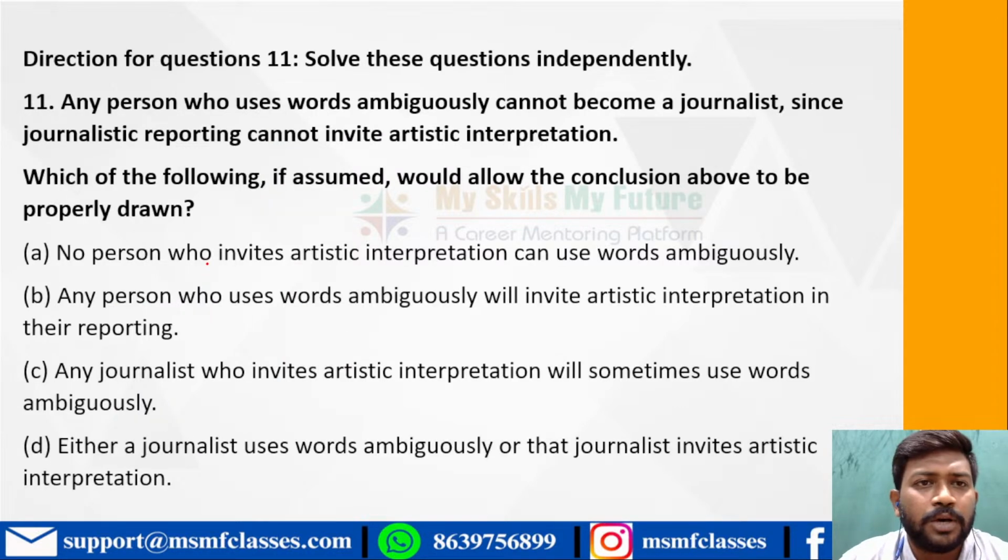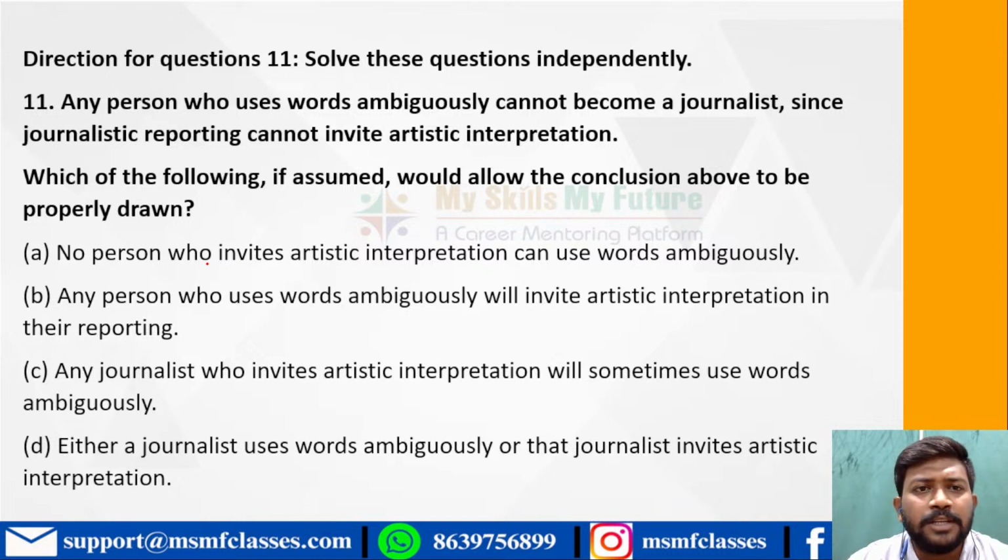So now directions for this question. Solve these questions independently. Okay. Any person who uses words ambiguously cannot become a journalist. Ambiguously is nothing but not clearly. Okay, 10th one, C is the correct answer. Yes, exactly. Congratulations, though. Now, 11th one, any person who uses words ambiguously. Ambiguously means not clearly. If they are not clear while they are speaking, they cannot become a journalist.